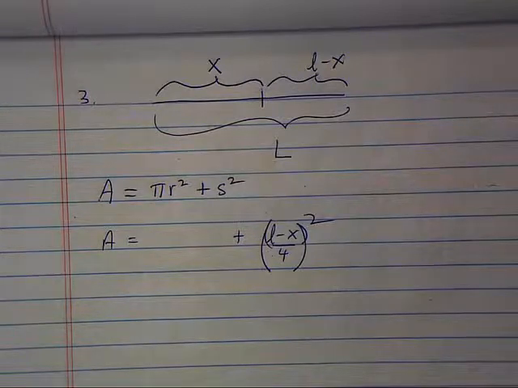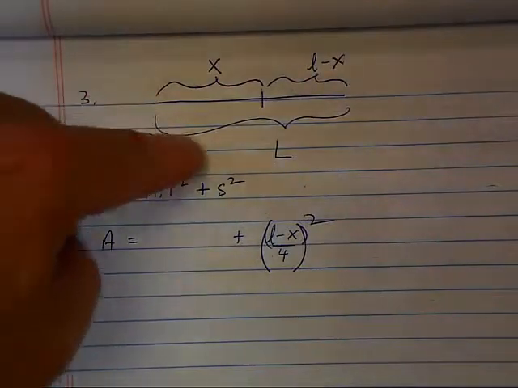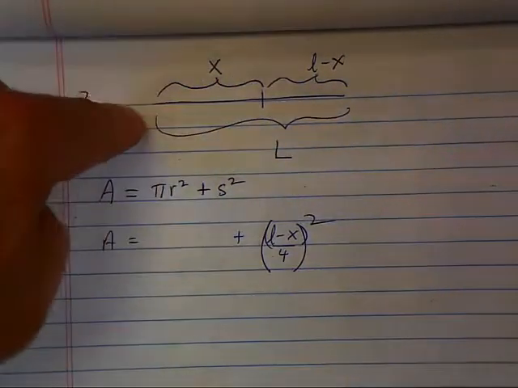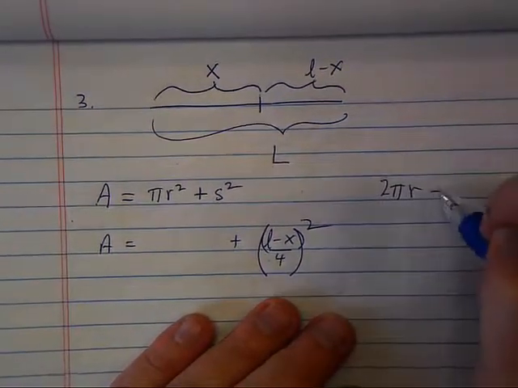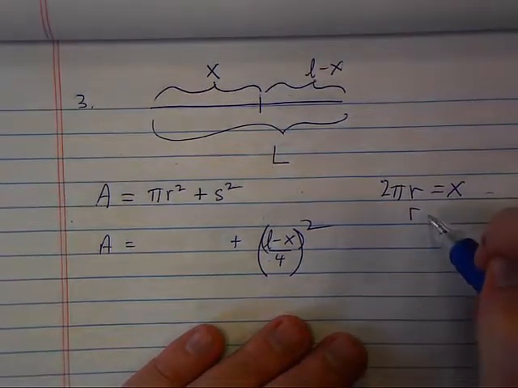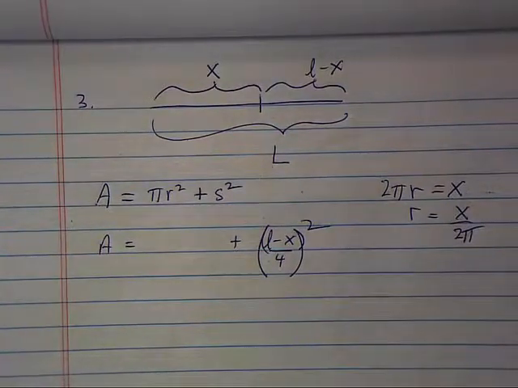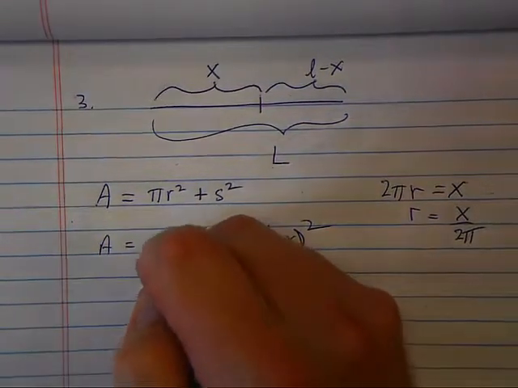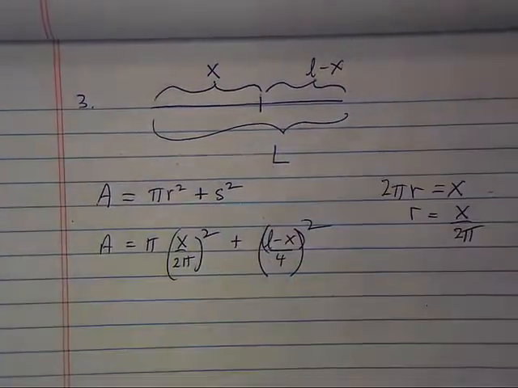X over 2 pi. Why X over 2 pi? Well, X represents the circumference, so we can set that equal to 2 pi r and solve the problem. Excellent. When we bend this wire to make the circle, that's actually going to give us the circumference of our circle, isn't it? So I know that 2 pi r has to equal X. So the radius of that circle has to be X over 2 pi. So the area of my circle is going to be pi times X over 2 pi, squared.